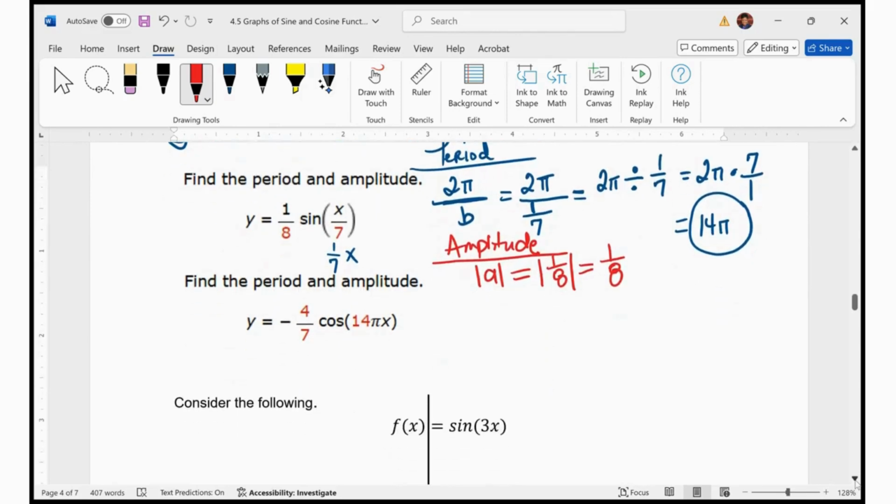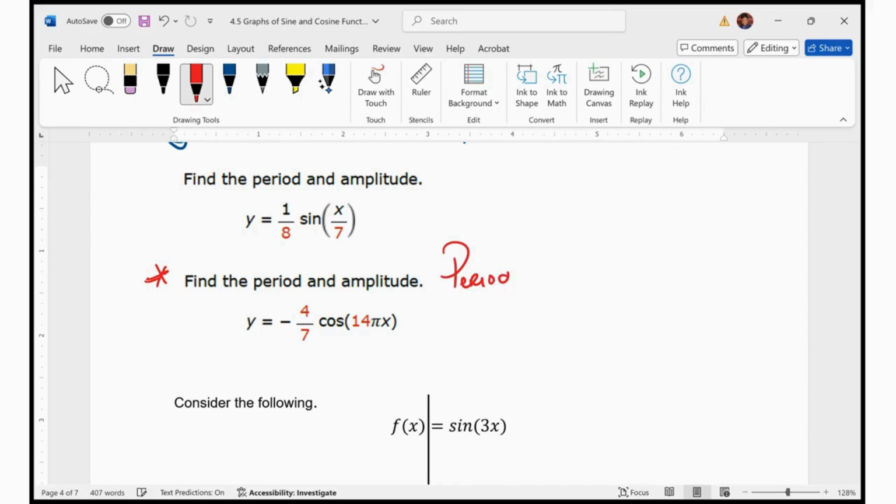Let's try the next one. Find the period and amplitude. I'm going to give you 2 minutes to work on this one: negative 4 over 7 cosine 14 pi x. Let's see what you do with it. Period is 2 pi over b. What is b? 14 pi. That's what I wanted to see, if y'all put the whole thing. 14 pi is everything in front of the x.